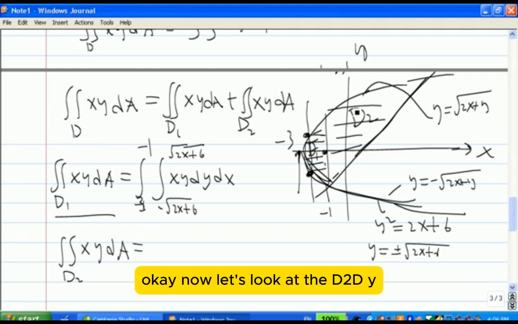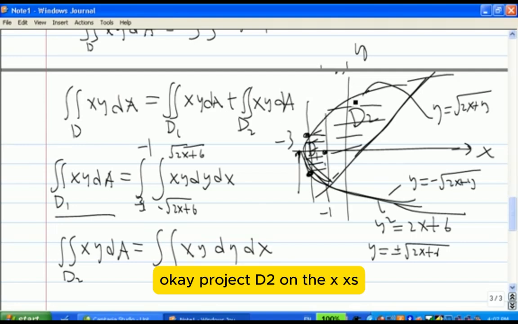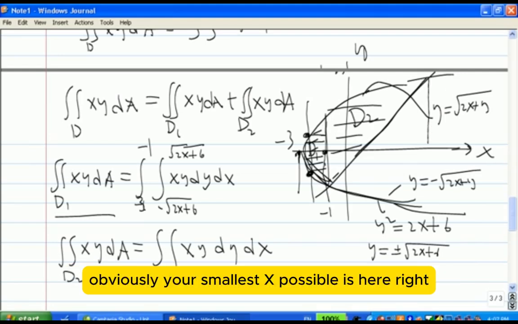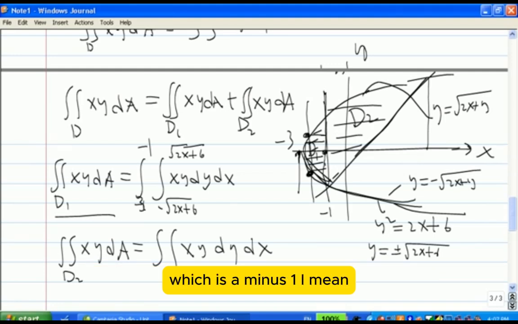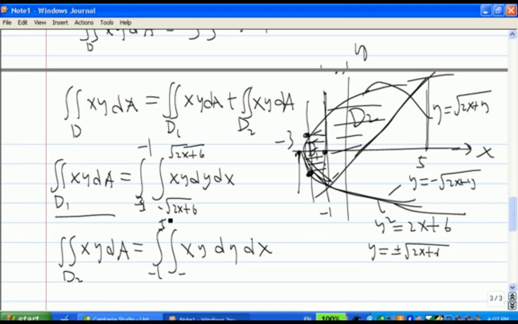Now let's look at the D2. dy dx. Project D2 on the x-axis. Find the possible smallest x coordinate for all the points. Obviously, your smallest possible x is here, which is -1. This is less than this point, which is 5, as we found before. So x goes from -1 to 5.